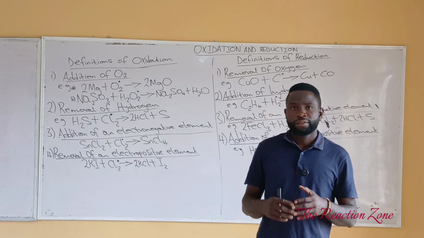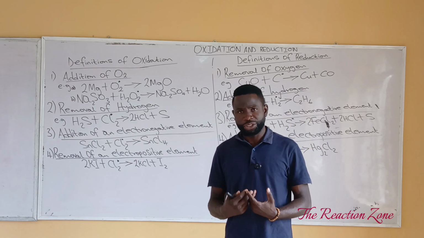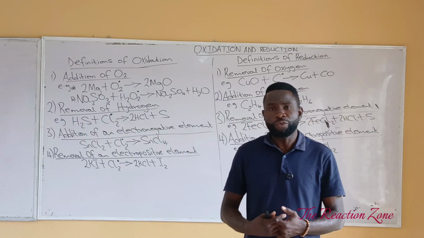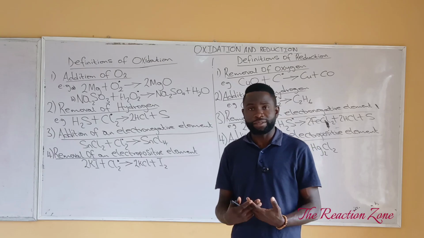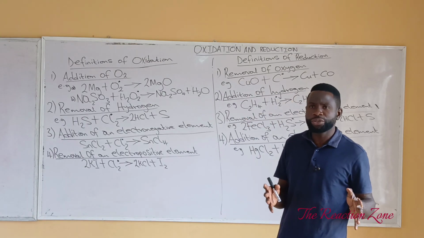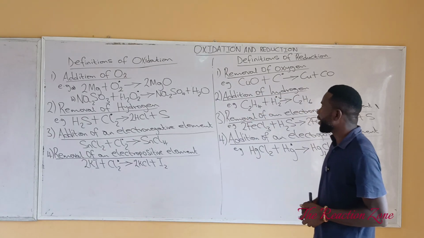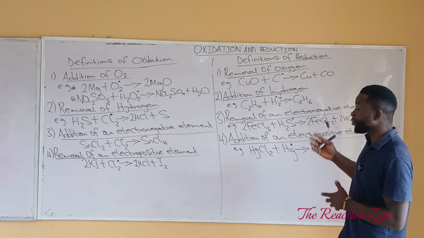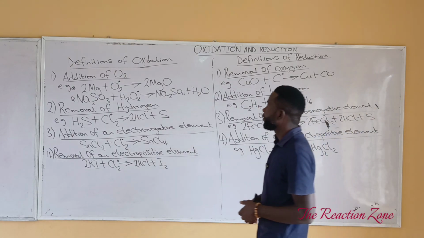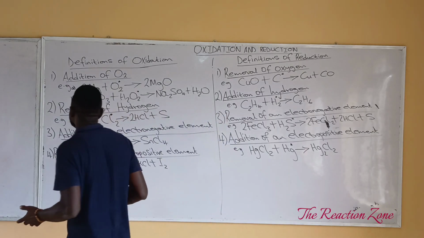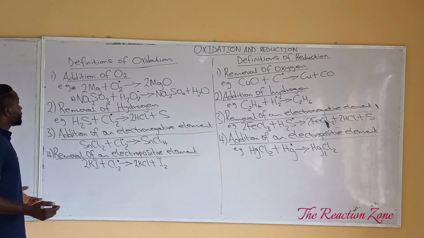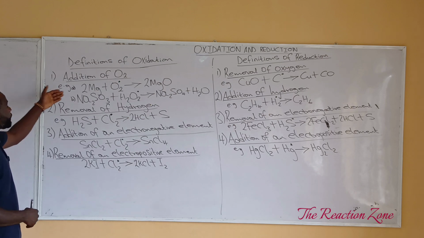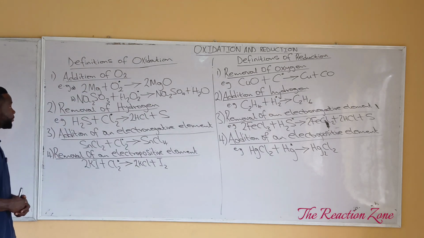However, the concept and definition of oxidation has included other reactions in which oxygen is not added to a substance. So what we're going to do now is to look at the various definitions of oxidation, and then go to reduction. Oxidation can be defined in several ways. The first way by which it can be defined is as the addition of oxygen to a substance.